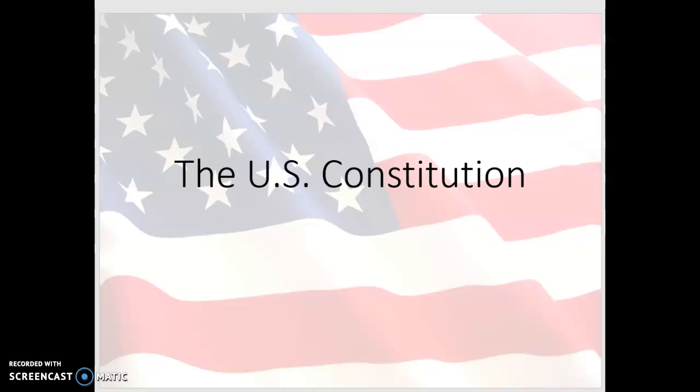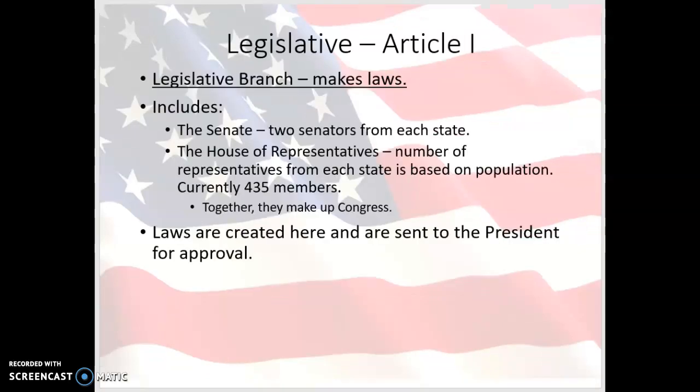Today we're going to look at the different parts of the U.S. Constitution. Now, the Constitution is the document that our Founding Fathers created to help structure the government for our country. The Constitution is split up into different articles, kind of like chapters in a book. And Article 1 talks about the legislative branch of our government.